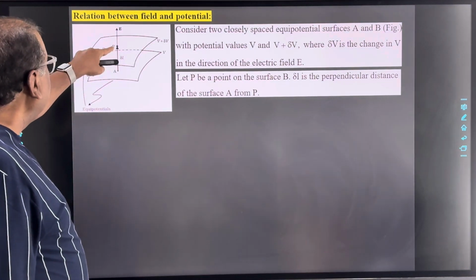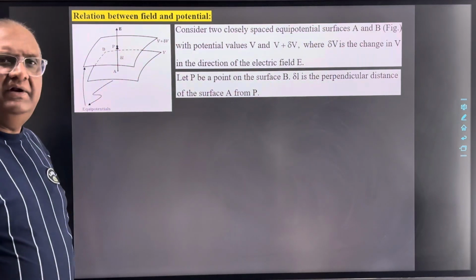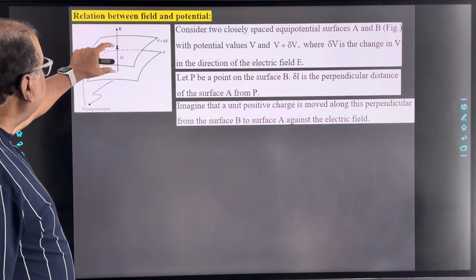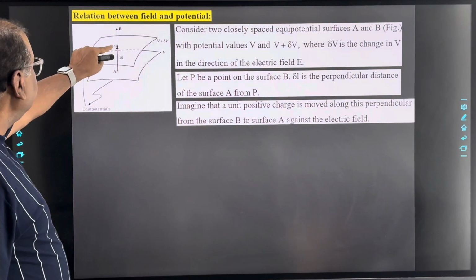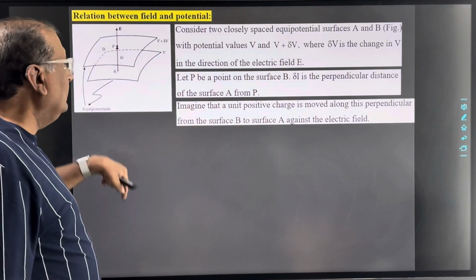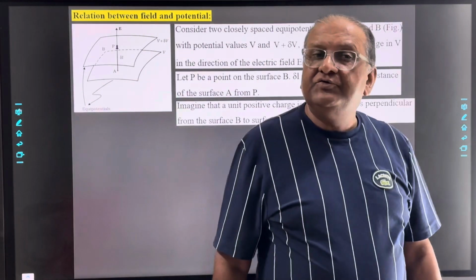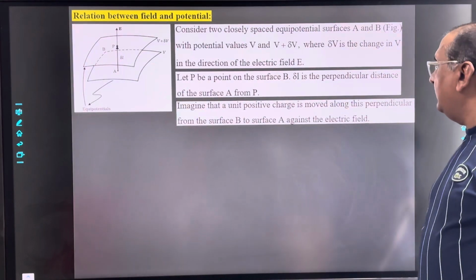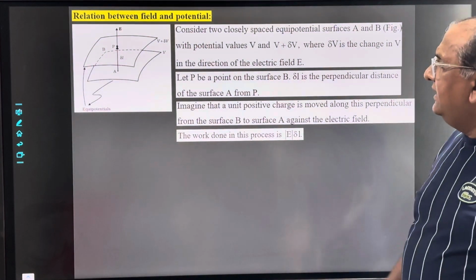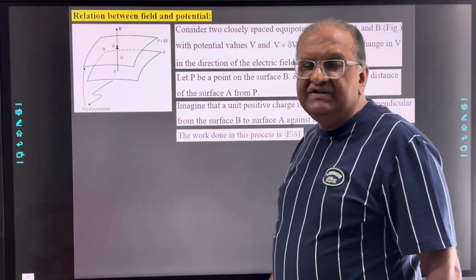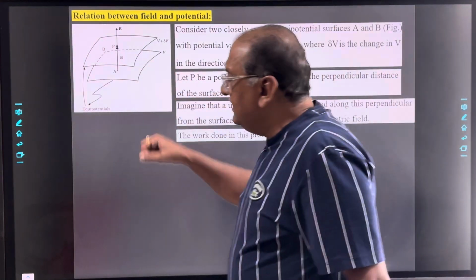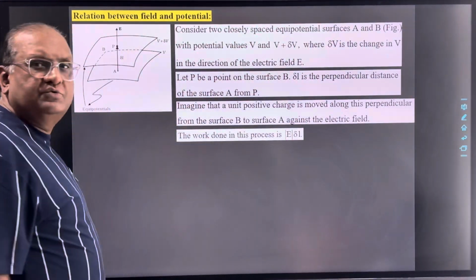Now imagine a point P on surface B. Now suppose the unit positive charge is moved from point P to surface A against the field. Clear? So in this particular case, the work done, that is E into delta L. Here delta L, that is the distance between these two surfaces. So we can write this work done, that is the potential difference between these two surfaces.